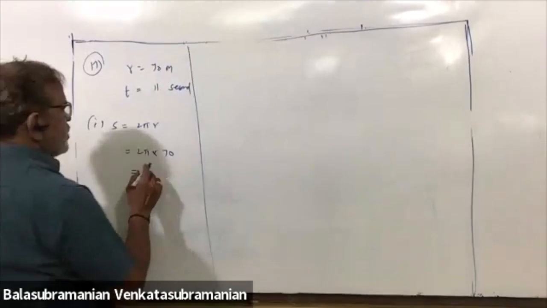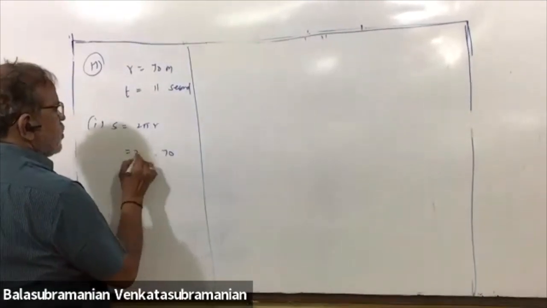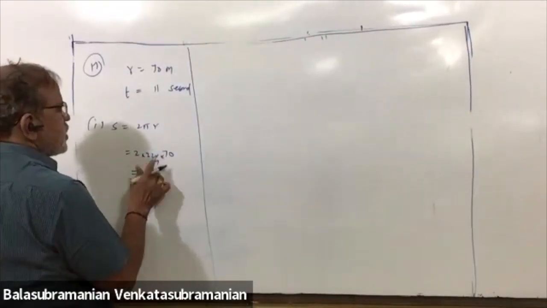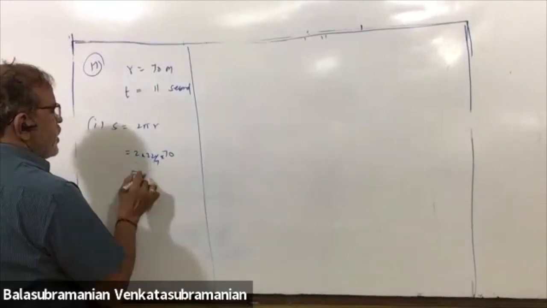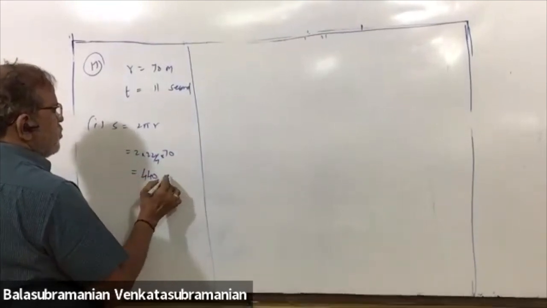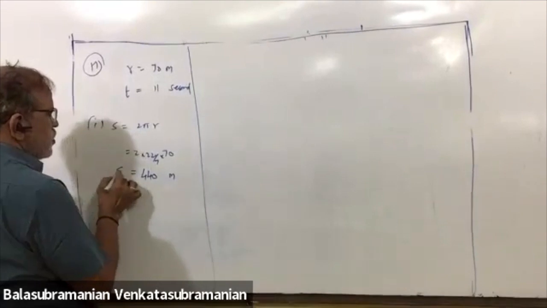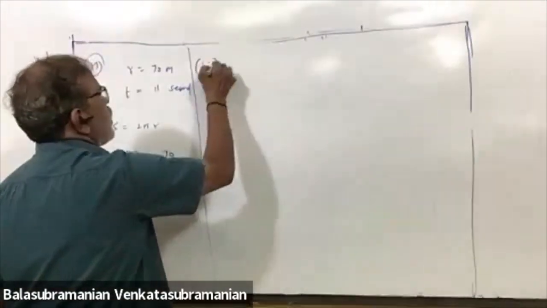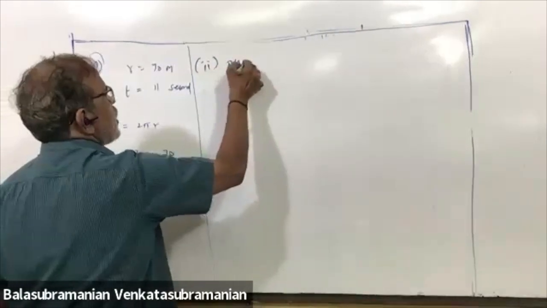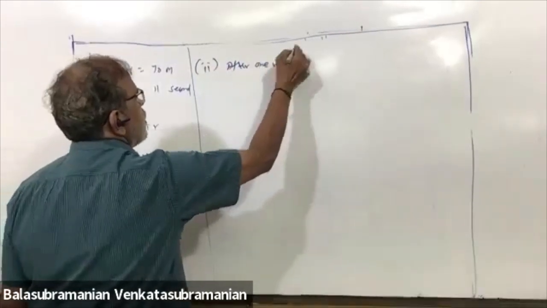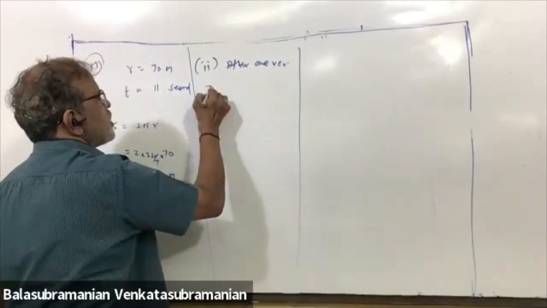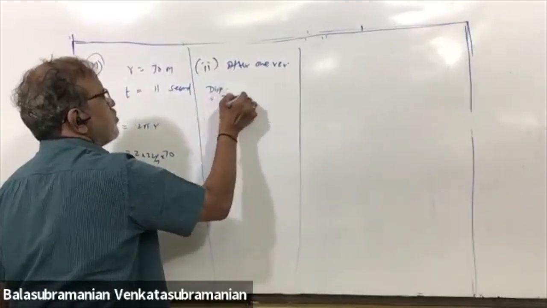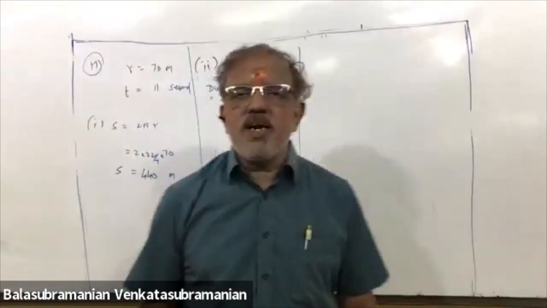That is 22 by 7. 2 into 22 by 7 into 70 gives 220 into 2, 440 meters. Second, the magnitude of displacement after one revolution. After one revolution, displacement is 0, because the starting point and ending point are both the same.